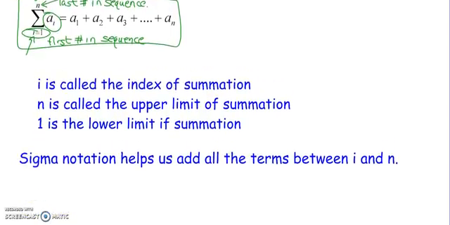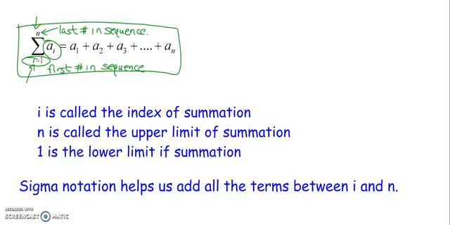And this Greek letter, when you draw it like this, that's sigma. It's a Greek letter. It's essentially saying, sum up all of the terms between i and n. 1 is the lower limit, n is the upper limit. Again, those can change. A lot of times you'll see numbers in place.